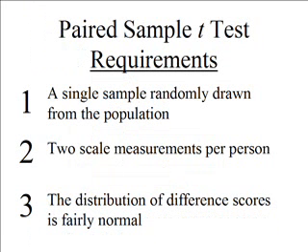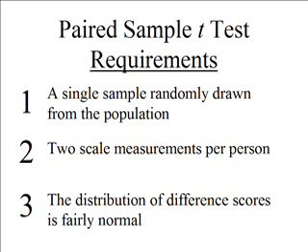When doing the paired samples t-test, there's 3 main requirements. The first requirement is that we're working with a single sample here, and that it's randomly drawn from the population, so we can then generalize back. The second requirement is that we have 2 scale measurements per person. By scale, I mean that there's equal intervals for the 2 variables that are being measured.